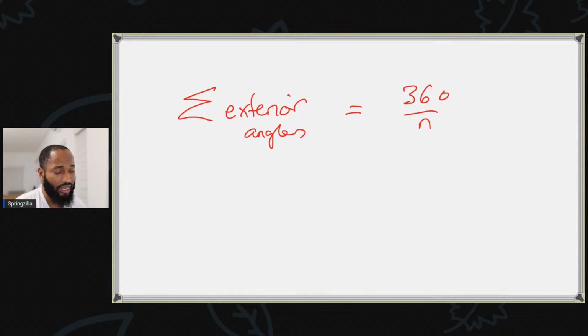You all know that? Making that correct, or like a double check thing. Right now, the sum of the exterior angles is 360 divided by n.